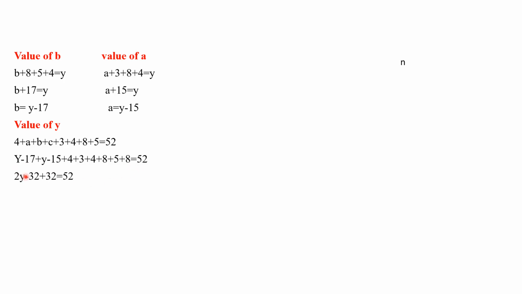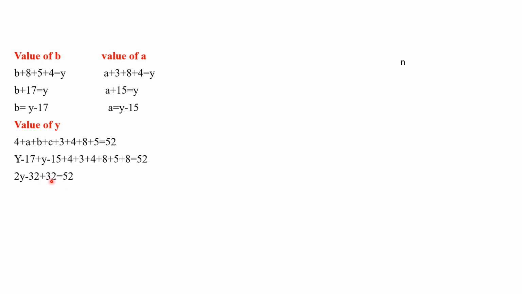Now here you have to collect like terms. Y plus Y, I get 2Y. Then negative 17 plus negative 15, I get negative 32. Then 4 plus 3 is 7, plus 4 is 11, then plus 8 is 19, then plus 4 plus 5 is 24, and then plus 8 is 32.